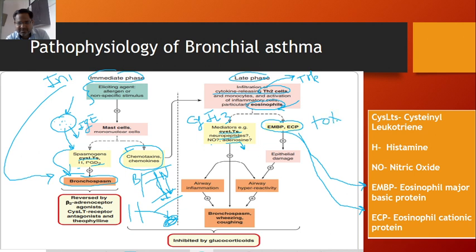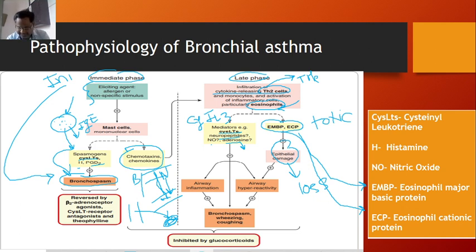Now what is the role of this protein? Because it is a toxic protein, it causes epithelial damage, and due to that there is a loss of epithelium. Understand? So you have to remember that it releases the mediator, but it also causes the release of various toxic substances such as eosinophil major basic protein and eosinophil cationic protein, and due to that again it causes this loss of epithelium.